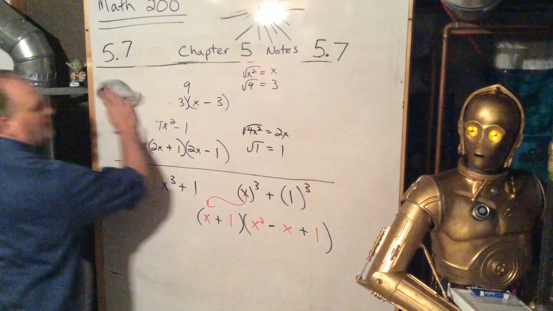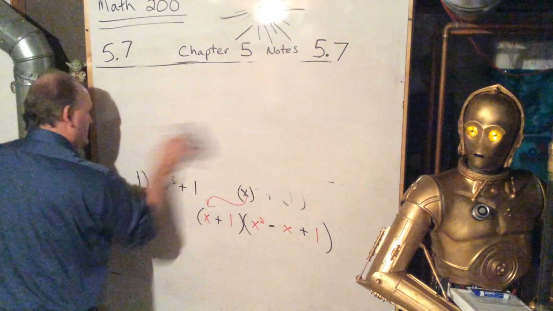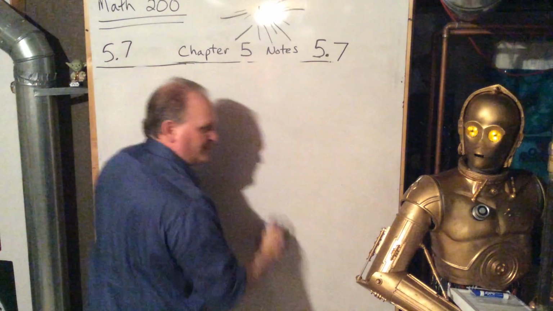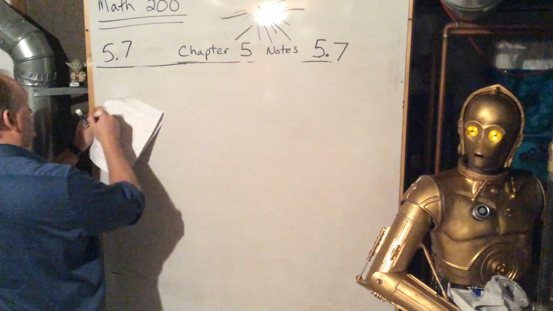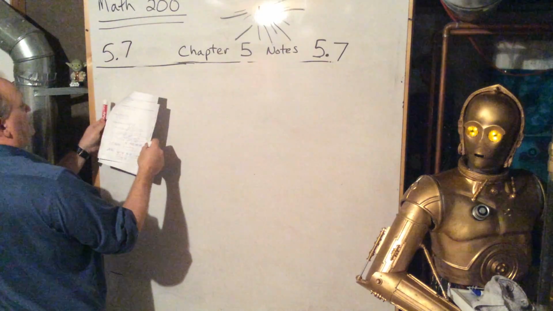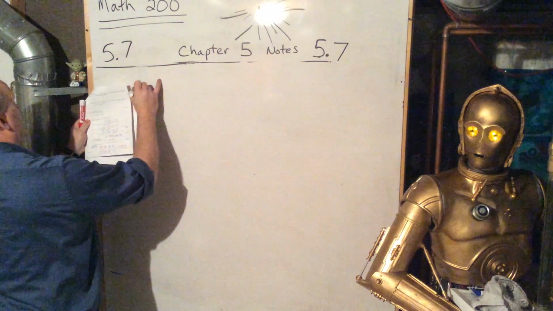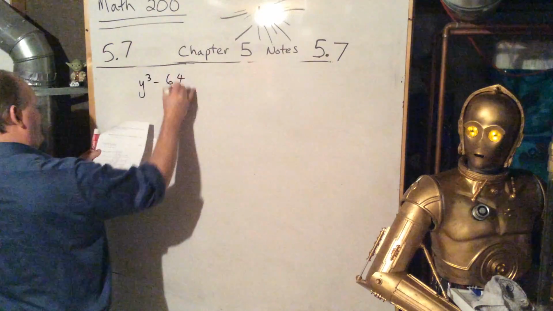So let's look at more problems like that. Factoring the sum of two perfect cubes or the difference of two perfect cubes. So when we look at the difference of two perfect cubes, on the next one, we got y cubed minus 64.